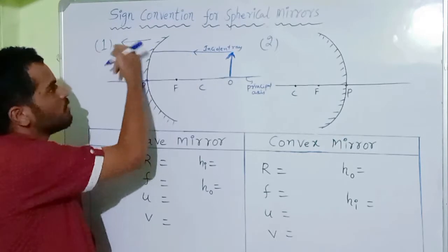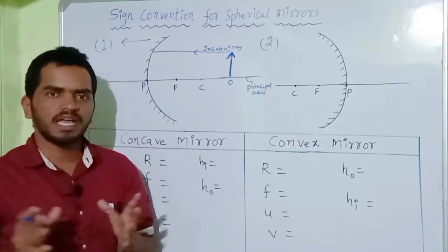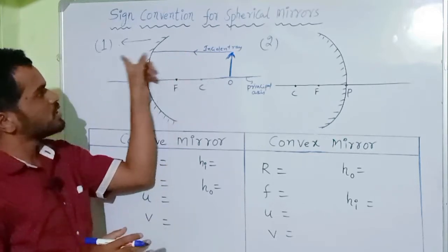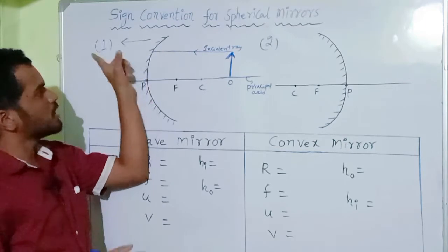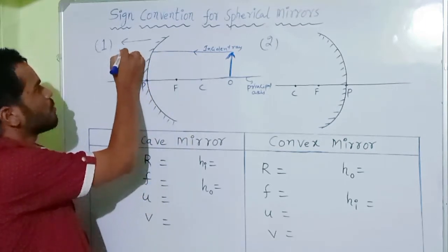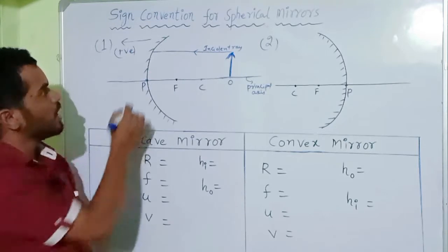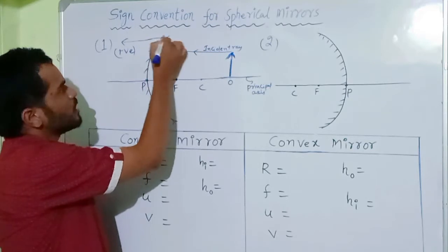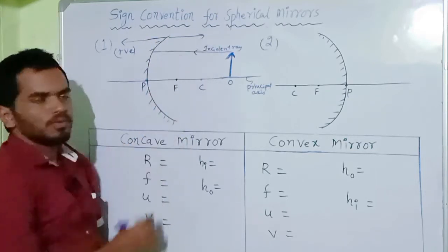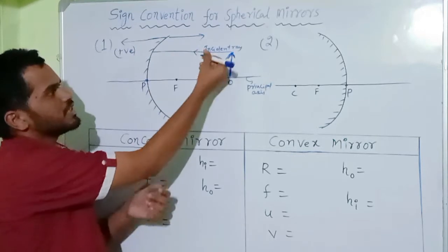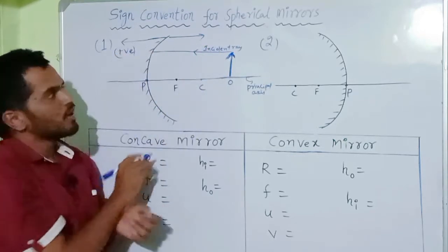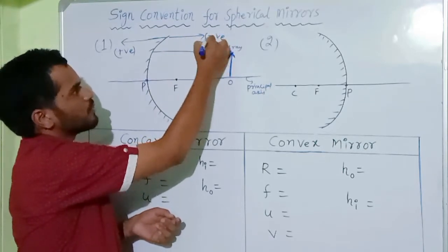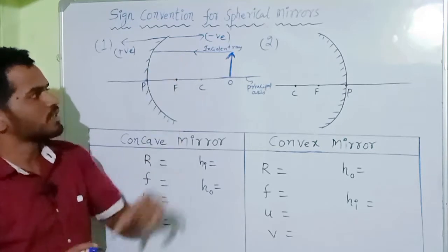We have already discussed the rules of sign convention. In that rule, if you measure the distances in the direction of the incident ray, this side becomes positive. We have to consider it positive, because we are measuring in the direction of the incident ray. If you measure on this side, opposite to the incident ray, this side becomes negative. Okay, so we have to understand this concept.